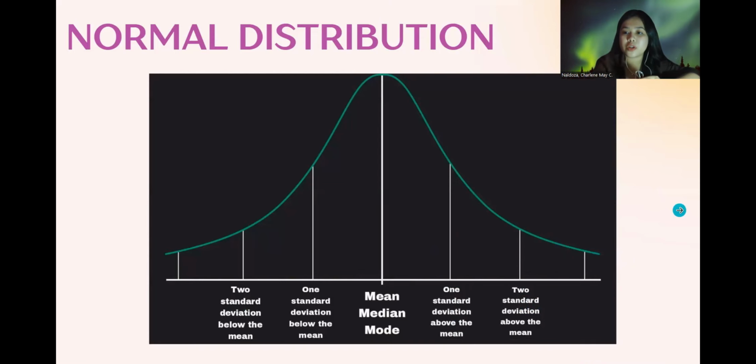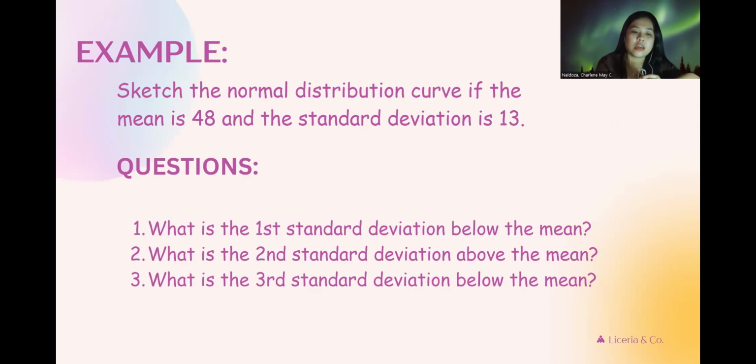So for you to have a better understanding of the normal distribution, we have an example here. Sketch the normal distribution curve if the mean is 48 and the standard deviation is 13. Now, the questions: What is the first standard deviation below the mean? What is the second standard deviation above the mean? And what is the third standard deviation below the mean?